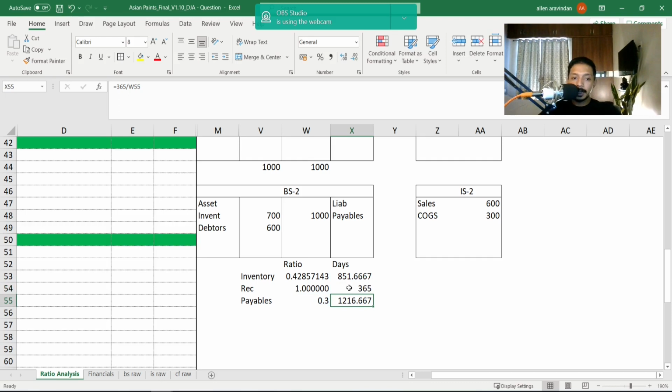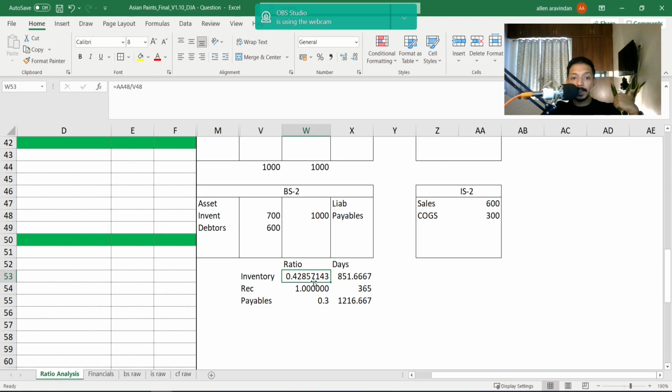So if you see receivables, since the entire money is getting collected, is debtors, that means it's going to take us one whole year to get the money, which is not good, right? Time value of money, right?